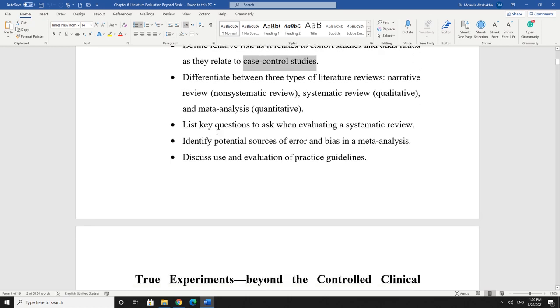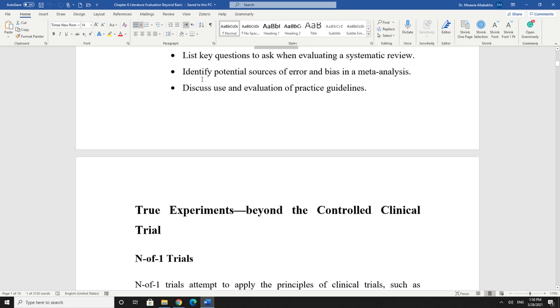You need also to list the key questions that you need to ask when you want to evaluate systematic reviews. Also, what are the possible errors and bias when we evaluate meta-analysis? Don't forget, meta-analysis is the systematic review, and it's a quantitative type. Also, you need to discuss the use and evaluation of practice guidelines.